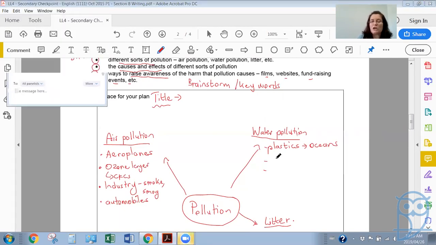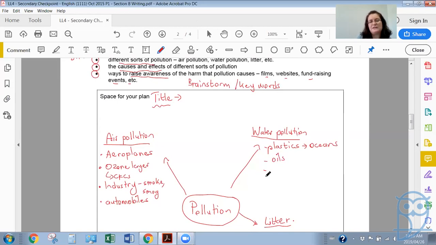Sewage, oils, good. Oils, sewage. We need to call it sewage plants that dump sewage into the waters. Oils, plastics, anything else that you can think of? Chemicals from industries, very good, yes. Chemicals.